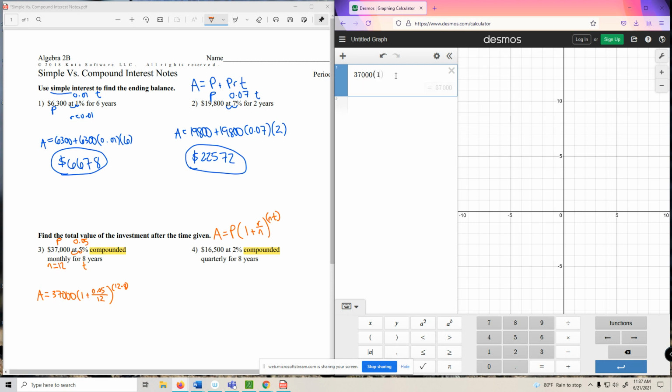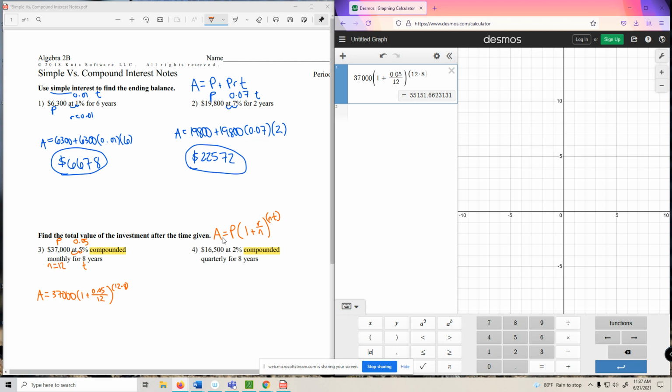37,000, 1 plus 0.05. Use your division key to make that into a fraction, divided by 12. Close your parentheses, or go to the outside of your parentheses. And then to get your exponent here, remember it's a to the b to get up into the exponent. And then parentheses, because otherwise Desmos will get confused if you try to do multiplication up in the exponent. 12 times 8, that times dot is very important.